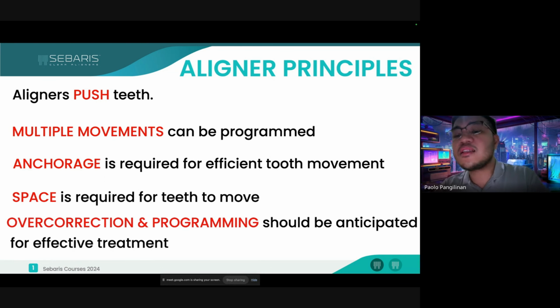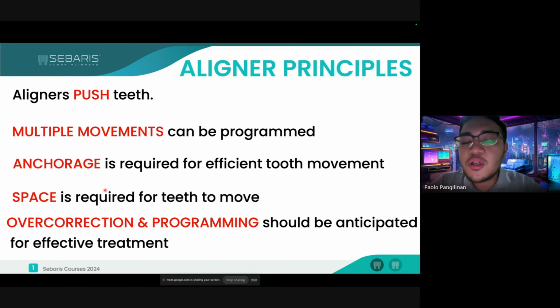And lastly, this is something that is usually missed by doctors who have been practicing clear aligners or for those who want to go into clear aligners. Usually, it's easy to understand that aligners push teeth. That's very easy to grasp. Now we can program crown and root movements. It can be in one stage. We can consolidate and a little bit align even on clear aligners too. Now anchorage is good and space is needed.